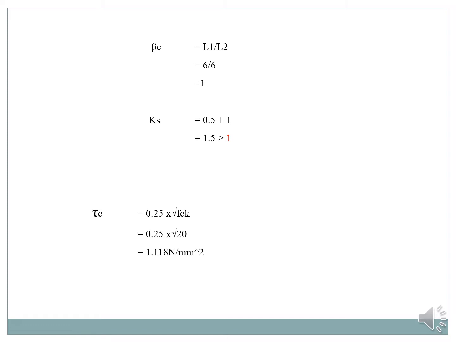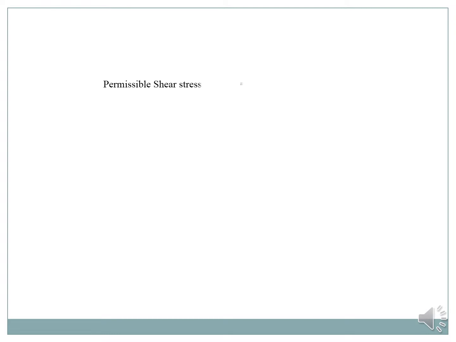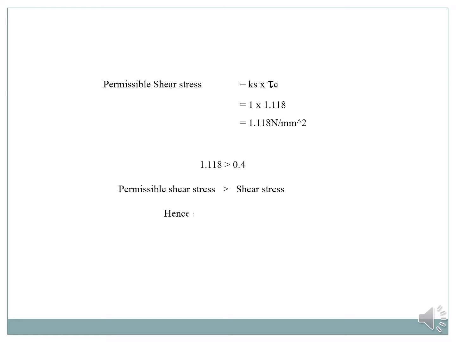So tau c is equal to 0.25 into root of fck. fck is given in our question as 20. So tau c is equal to 1.118 Newton per mm square. So permissible shear stress is equal to Ks into tau c. Ks is 1 and tau c is 1.118. So finally permissible shear stress is 1.118 Newton per mm square. This value is greater than the shear stress value, hence safe.